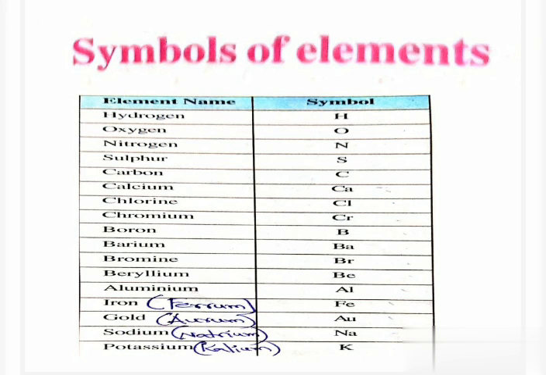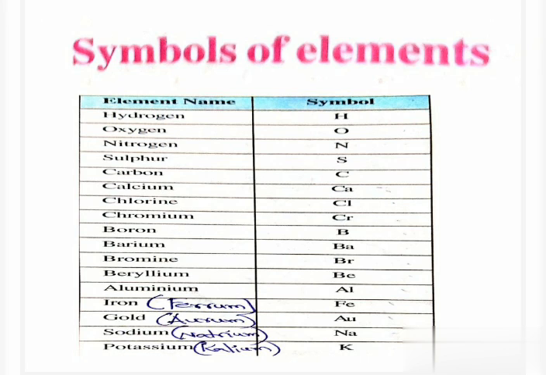Over 115 elements have been discovered so far. How do we decide their symbols? John Berzelius, one of the scientists, suggested that the initial letter of an element's name in English, written in capital form, should be the symbol of that element.